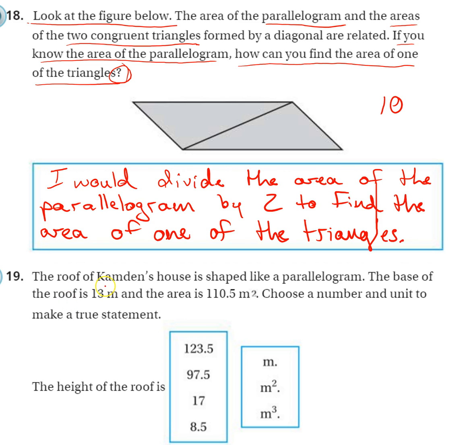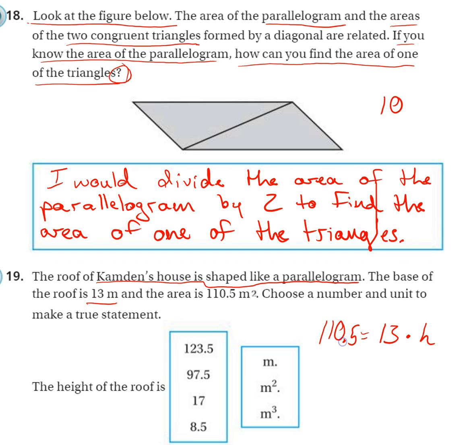Okay, number 19. The roof of Camden's house is shaped like a parallelogram. So I know the formula is area equals length times width, or base times height. Let's see, yeah, they used base and height, so let's use that. Base times height. The base of the roof is 13. So I plug in a 13 for the base. The area is 110.5, so I plug in 110.5.